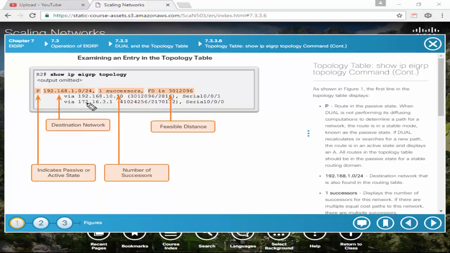Right? So then we have our destination network, and it says one successor with a feasible distance. So as we saw before, here it is, feasible distance right there. So once again, this other route could actually be a feasible successor. Now, if this started with a 400 instead of a 200, it would not. There would be no feasible successor. So just because we have 2 doesn't mean there is a feasible successor.